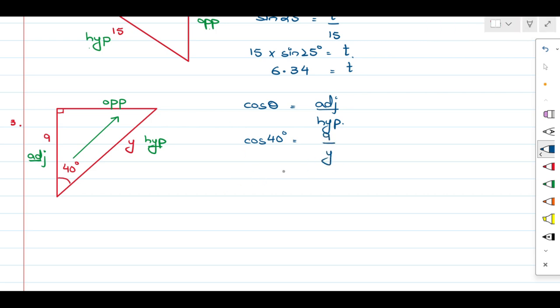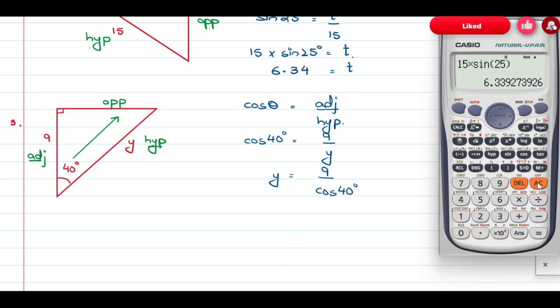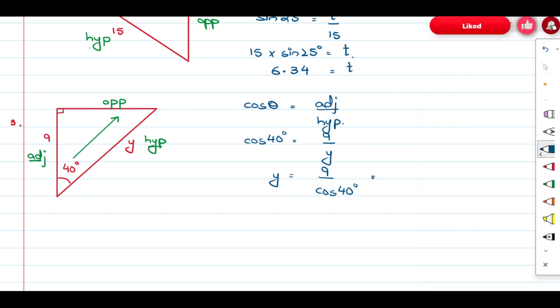Okay, cross multiply: y shifts over here, equals 9 over cos of 40 degrees. Let me simplify this using the calculator. In the numerator we have 9, in the denominator we have cos of 40 degrees, that is 11.748, rounded to 11.75. So this y is 11.75.